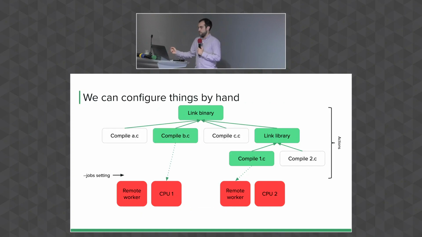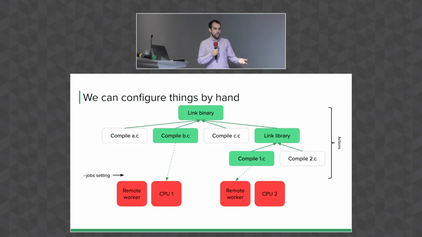So you could be even fancier, as George from Uber was explaining this morning, and say, well, I know that compiling 1.c works very well remotely, so for this specific action, I always want it to go to the remote worker. But for everything else, or maybe b.c, I know that's very costly to be sent remotely, maybe because it has too many inputs or something. So I want that to always happen locally.